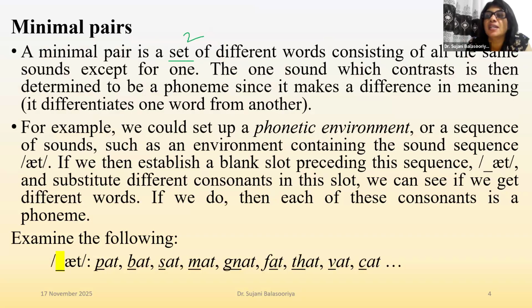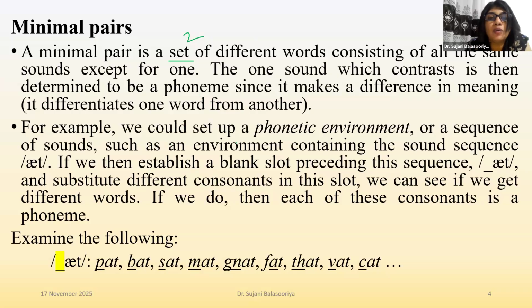Different words consisting of all the same sounds except for one. The one sound which contrasts is then determined to be a phoneme since it makes a difference in meaning. So it differentiates one word from another. Actually, I was only reading the line here. You also can do it, but understand what you mean by minimal pairs, right?